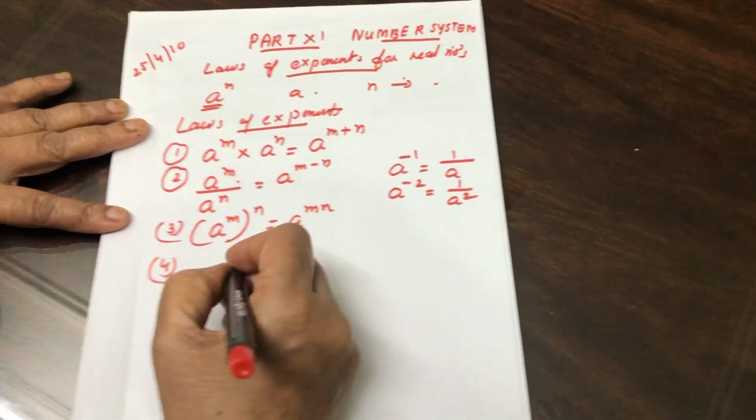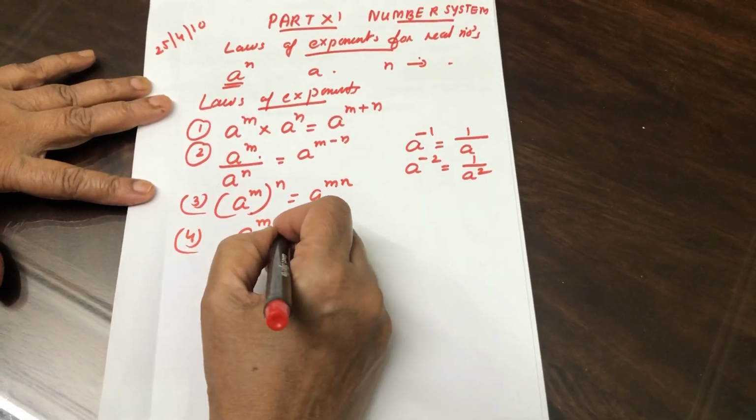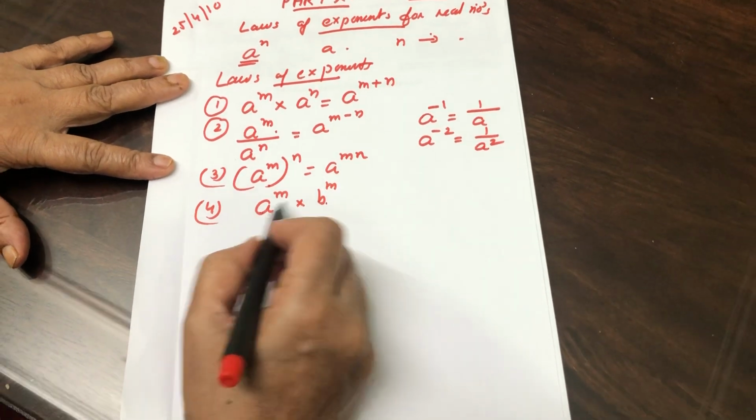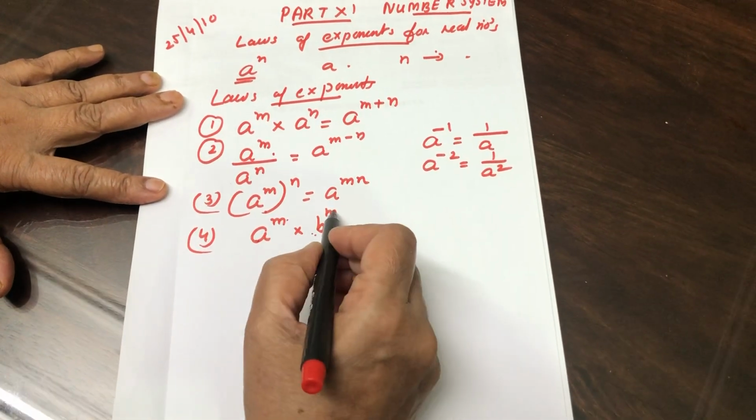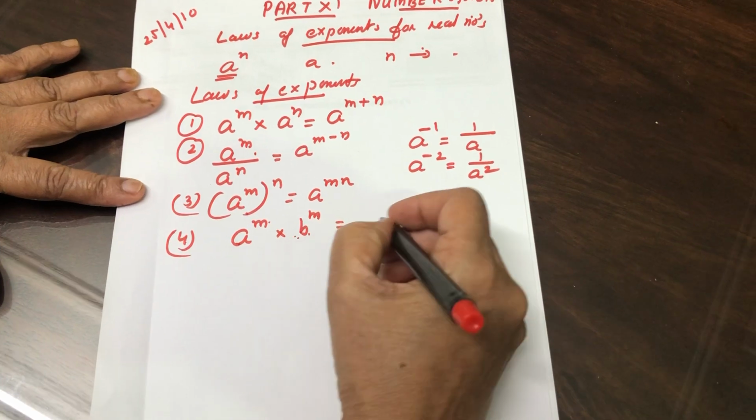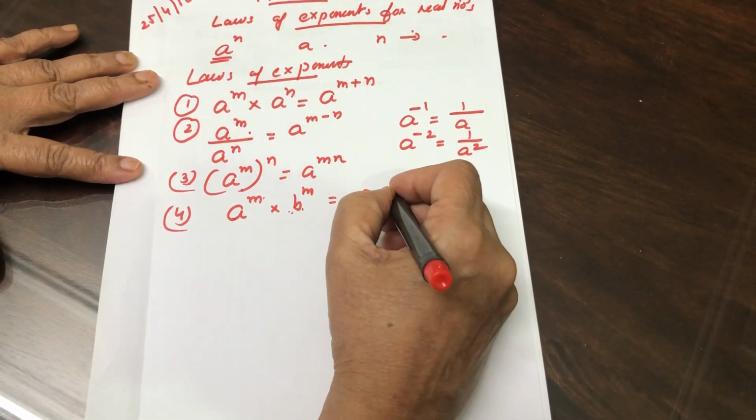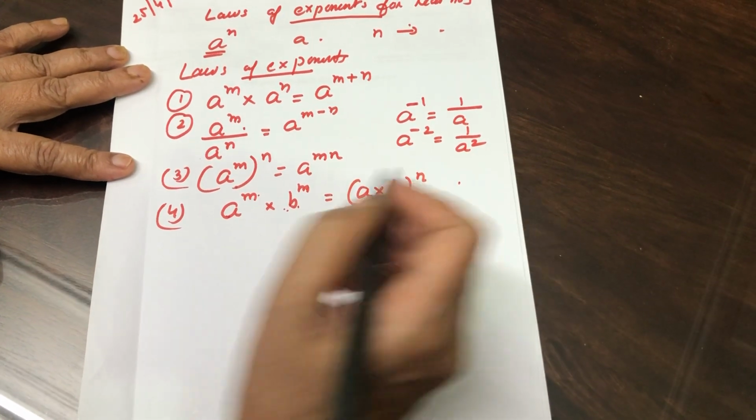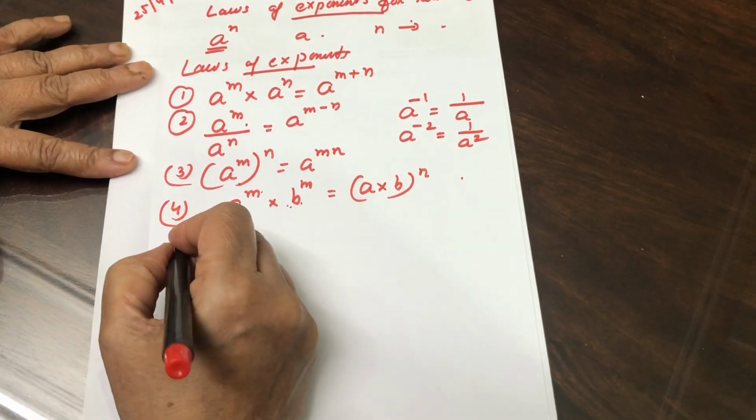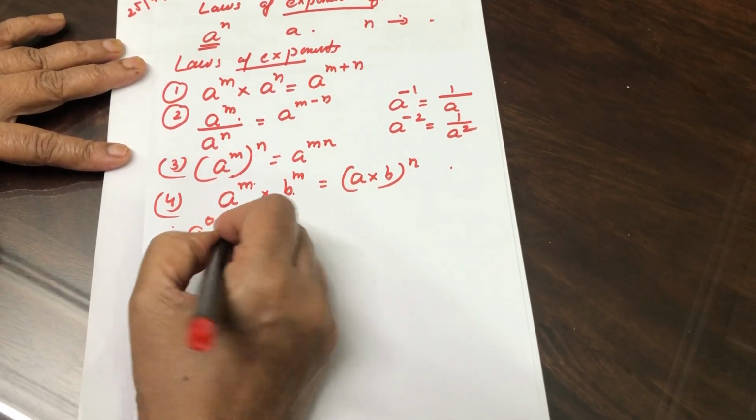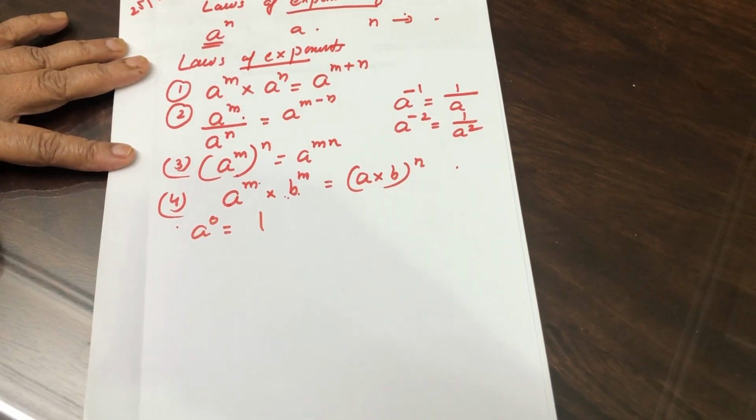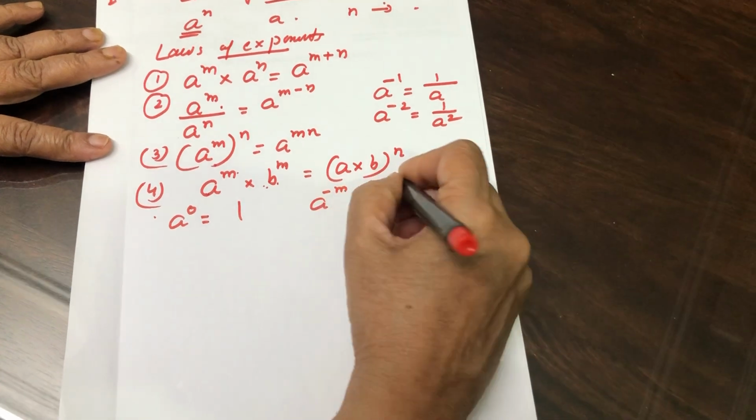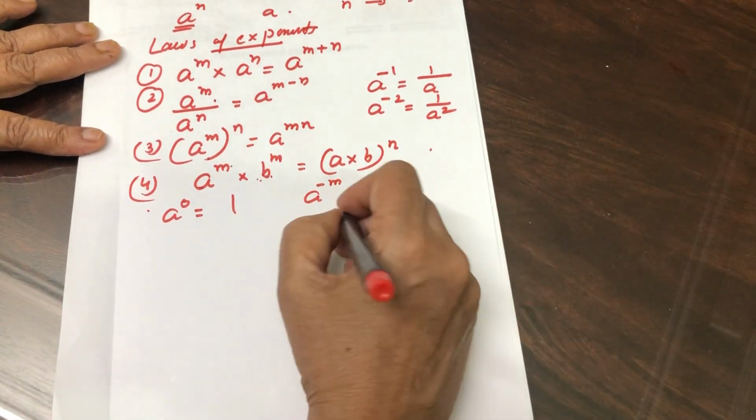Then next one, a raised to m into b raised to m. Here you see both the bases are different but the exponents are the same. Then you can write this as a into b, the whole raised to n. Then what is the value of a raised to 0? a raised to 0 is 1. a raised to minus m is 1 by a raised to m.